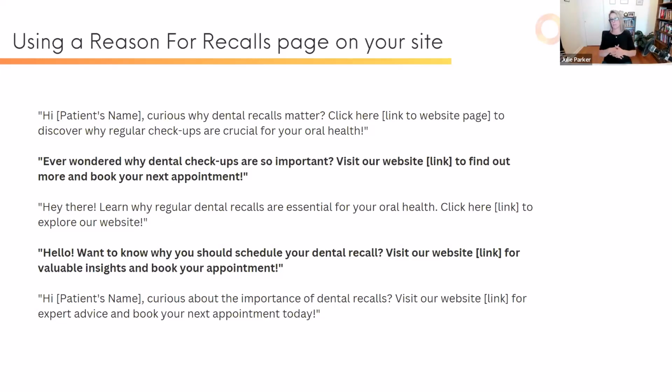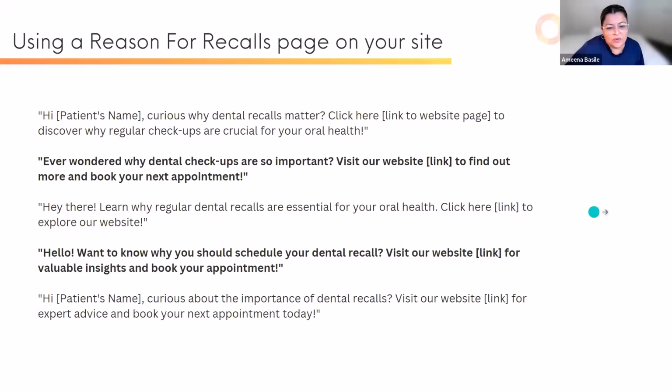You could have these pages closed, but why not have it open so everyone can actually read it? Then your SMS message as one of your reminders in the strategy could be, hi, curious why dental recalls matter? Click here. And they click on that shortened URL and go straight to your page where you've got a whole bunch of information, ideally video as part of it, because people watch videos more than they read nowadays. And that could be really all that's needed to tip some of your loyals into booking that appointment time.